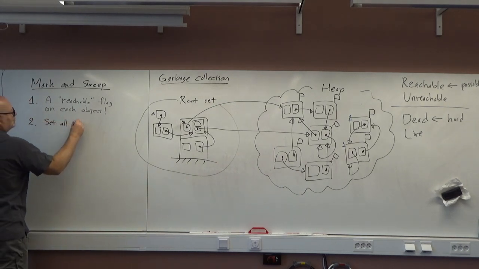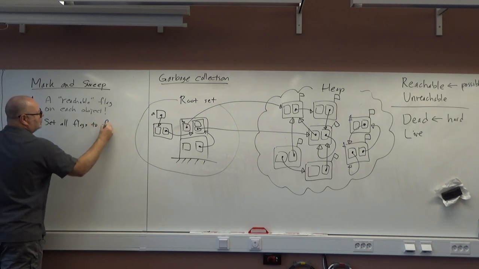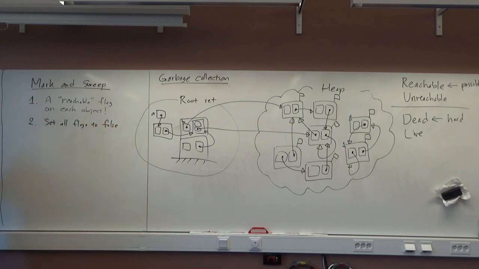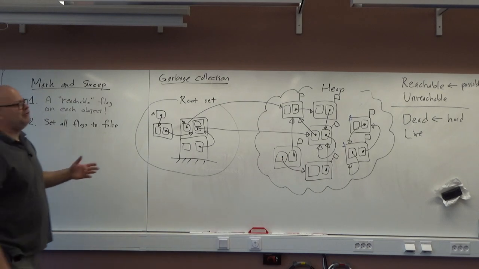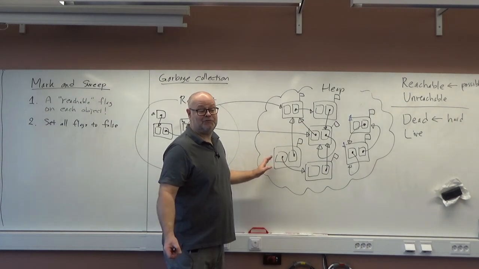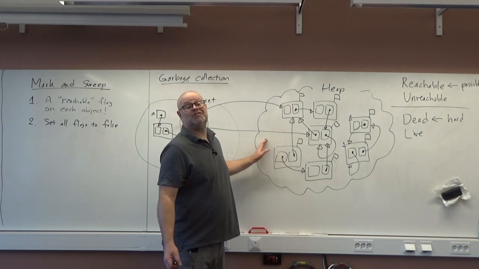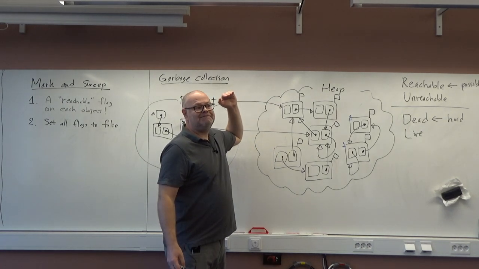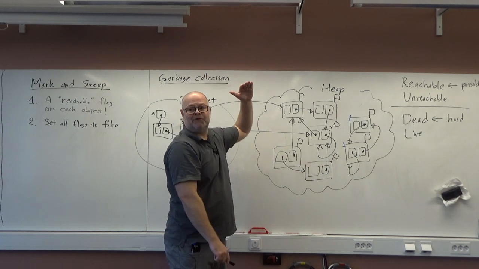Set all flags to false. Now, this can either be done when each object is created, or we go through all of memory to set the flags to false, to zero. The bit is set to zero. And then you might wonder, but these objects are not reachable. How can we go through all objects and set the flags if the objects are not reachable? Well, the system needs a way to reach them. If nothing else, we can start with the first valid memory address and go through all memory.